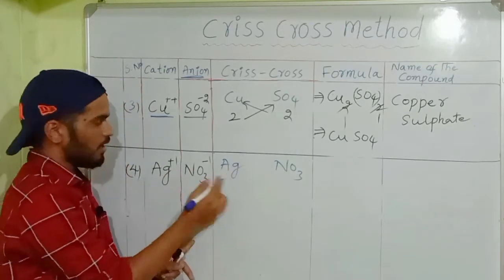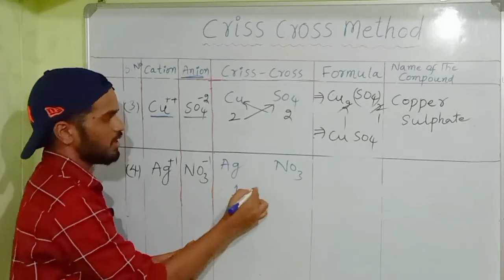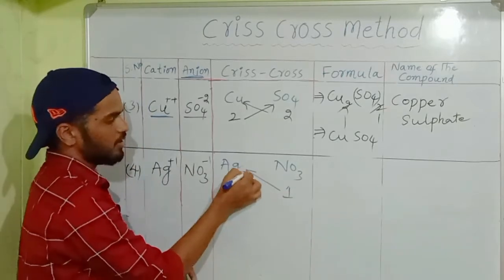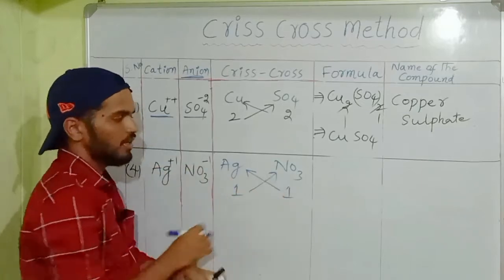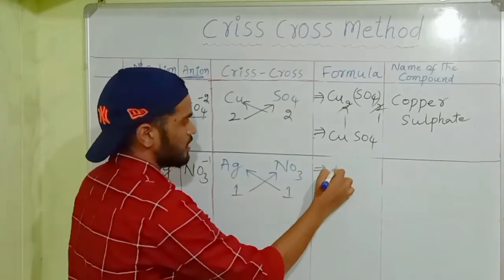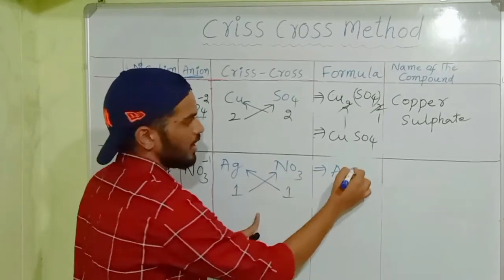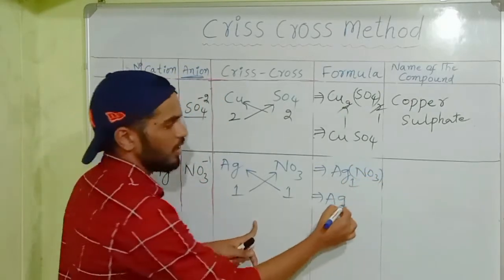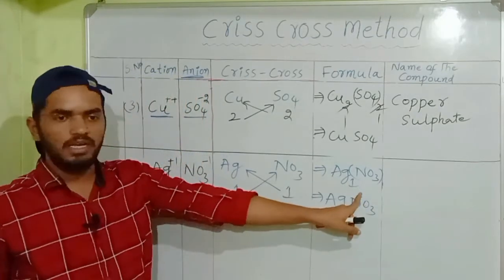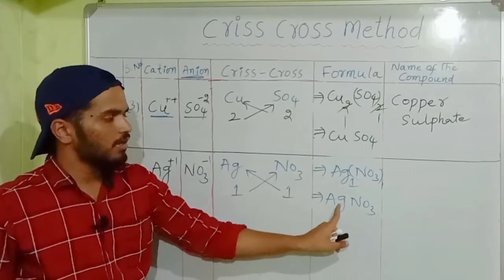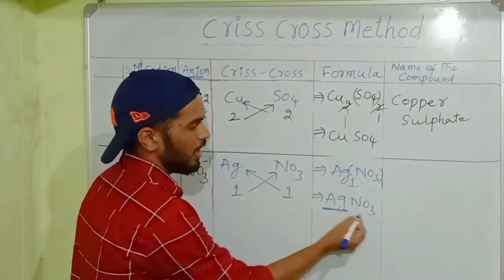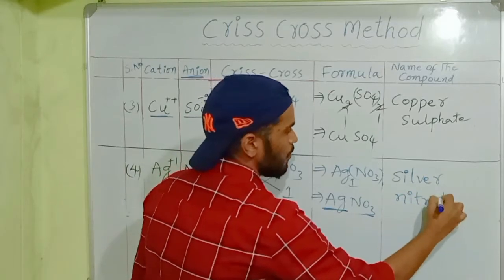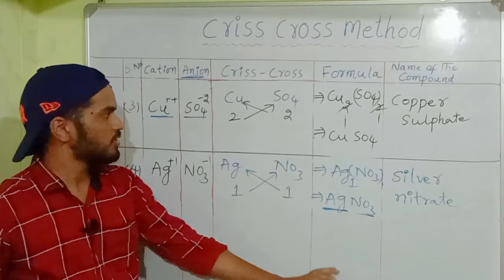For Ag, for silver, what is the charge given? Plus 1, so we consider 1 here. NO3 is given as minus 1, so we consider 1 here. Let us criss-cross it, interchange the valences like this. Then you will get Ag1 and NO3 taken 1. No need to consider the 1 here. Finally you will get silver nitrate. Ag means silver, NO3 means nitrate. So this is the compound silver nitrate.